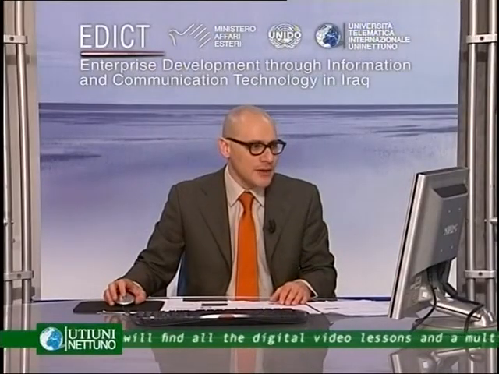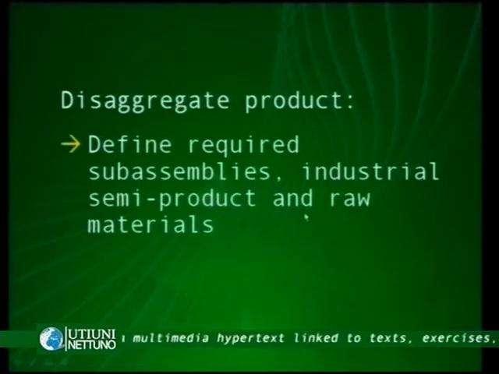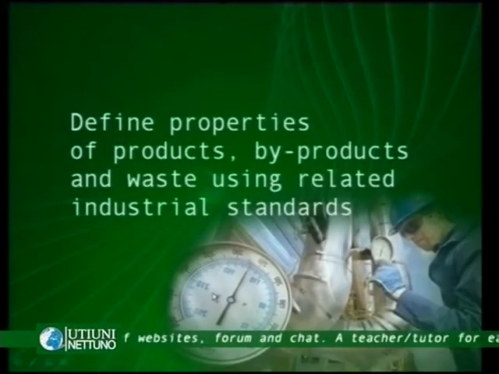Another important element is to disaggregate the product, which means to define the required subassemblies, the industrial semi-products, and the raw materials, as well as to decide whether to buy or to make, in order to create something within the company or to buy something from the market. The third aspect is to define properties of products, byproducts, and waste using related industrial standards.